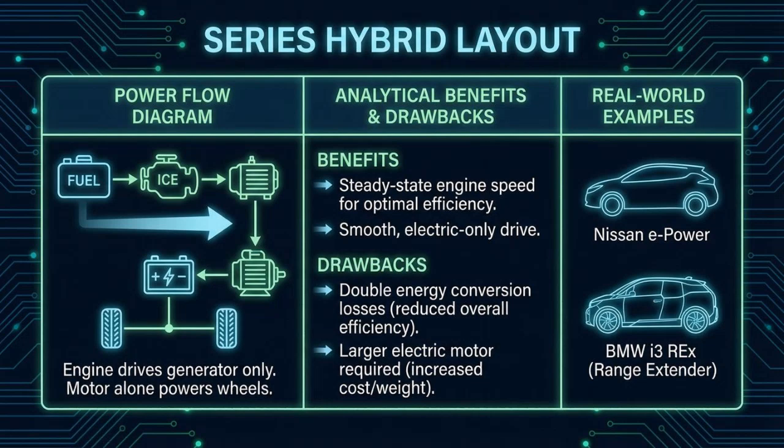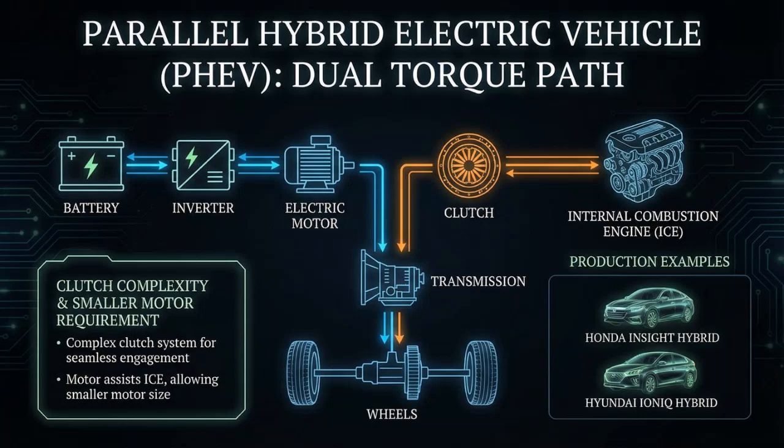In a series hybrid, the engine is never connected to the wheels. It simply powers a generator. The motor is the only device that creates wheel torque. This gives excellent low-speed torque and smooth driving, but the system has conversion losses because power flows through generator, battery, and motor. Example vehicles are Nissan e-Power series hybrids and BMW i3 Rex.